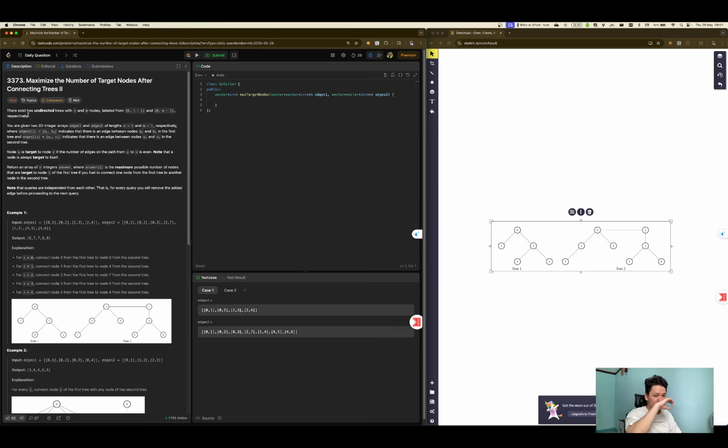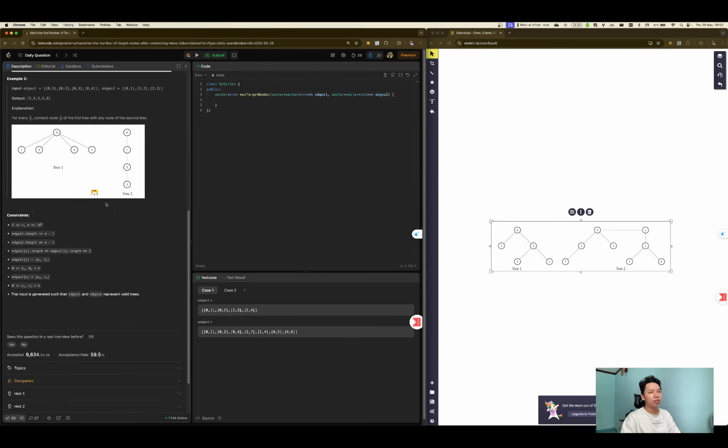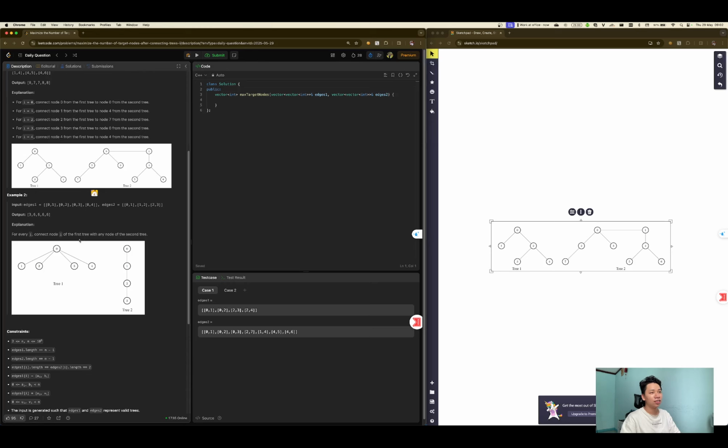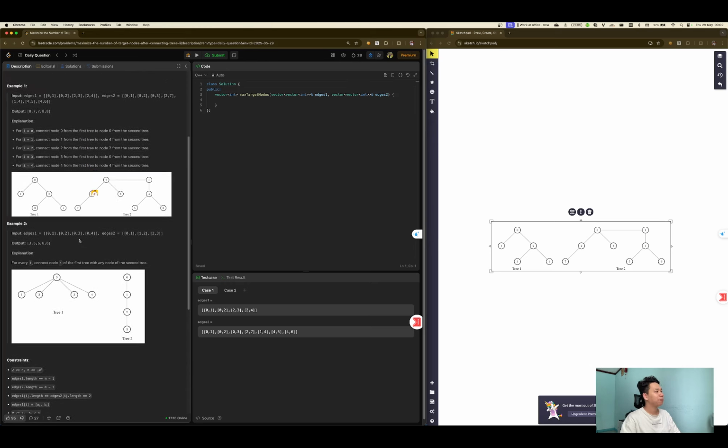The difference between this one and the medium one is that the statement now says node U is a target to node V if the number of edges on the path from U to V is even. That is, the path length is 0 or 2 or 4, any multiple of 2. Another difference is that the length constraint here is quite huge, like 1 million. The other statement details are the same.